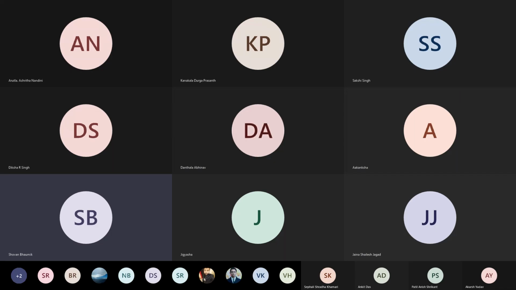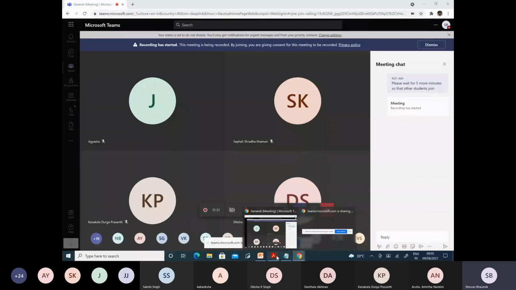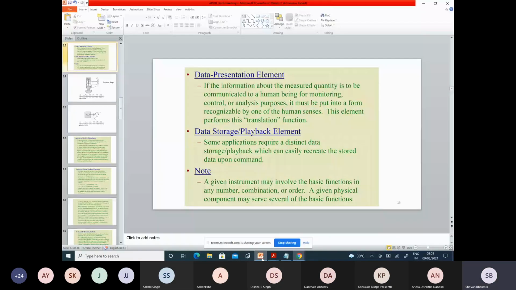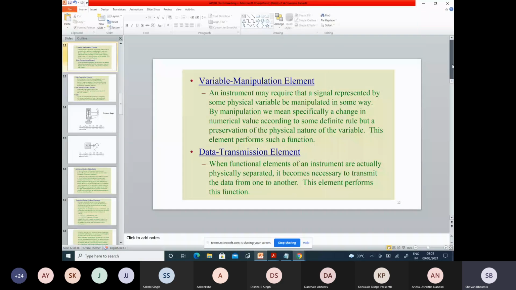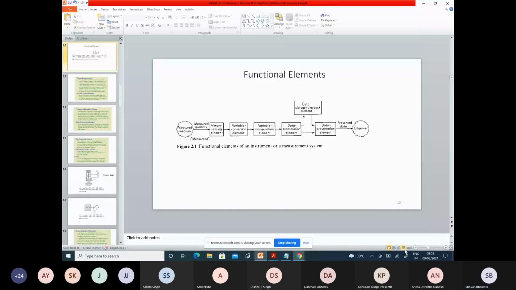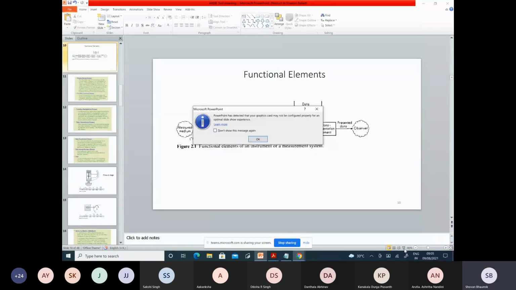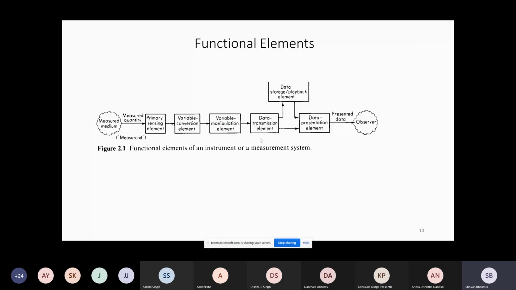Let me share my screen. Okay, so can you see my screen now?